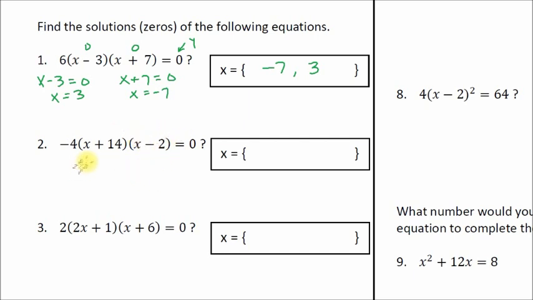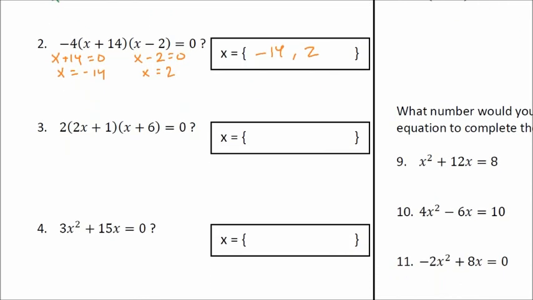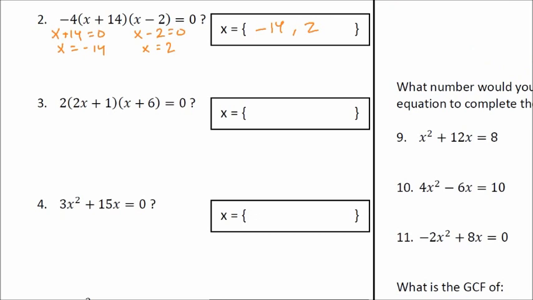So we ignore that. Let's find out what changes x plus 14 to 0 and what changes x minus 2 to 0. In this case, you subtract 14 from both sides. You get negative 14. And here we add 2 to both sides and we get positive 2. So our solutions, or we call them zeros, or we can call them x-intercepts, are going to be negative 14 and 2.